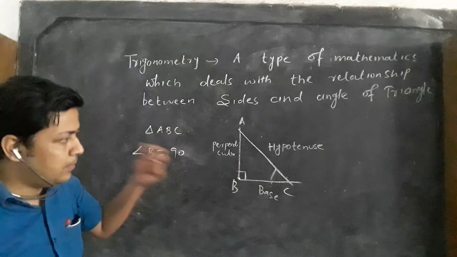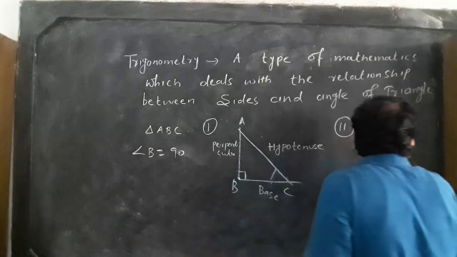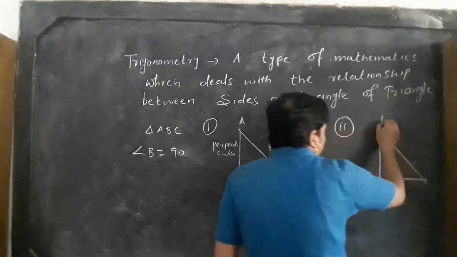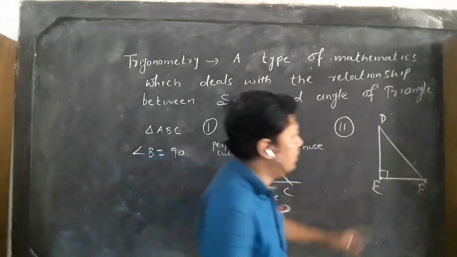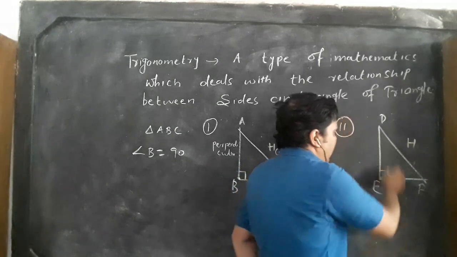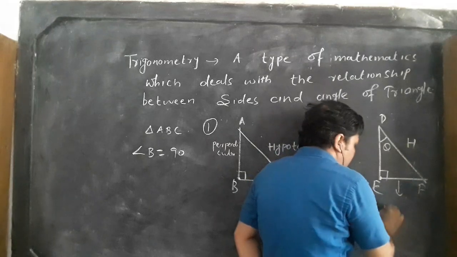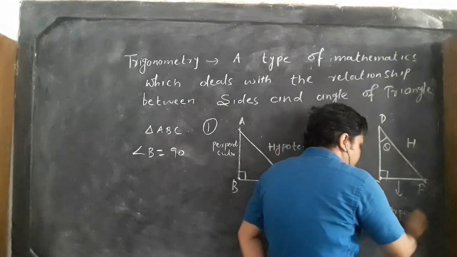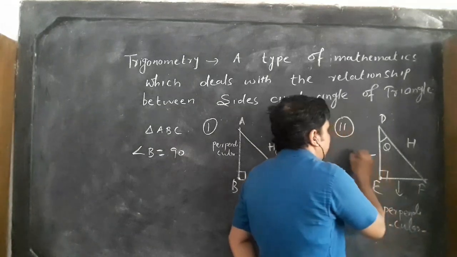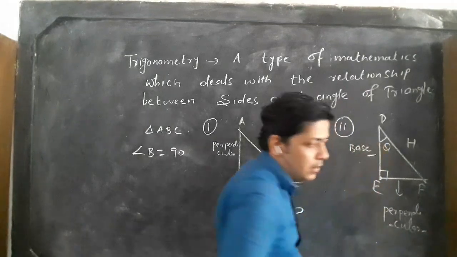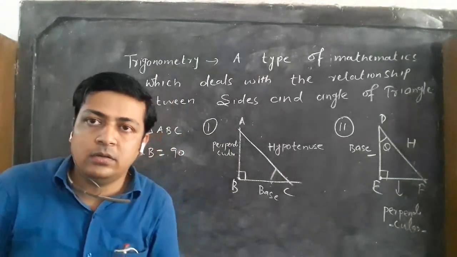Now again I am making another triangle for better understanding. Just draw the triangle, this one ABC, now DEF. Here the right angle is this one, so H, the hypotenuse, will be this side. Now if we are considering this angle, for this angle this one will be the perpendicular, and this one will be called the base of the triangle. The side adjacent to the angle is called the base, and the side opposite to the angle is called the perpendicular.